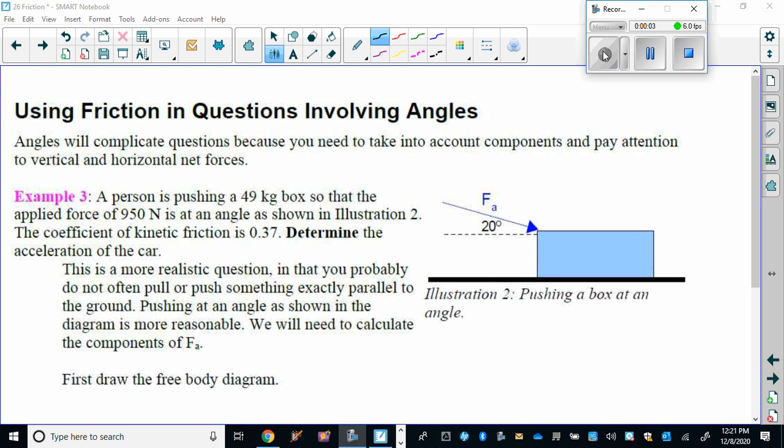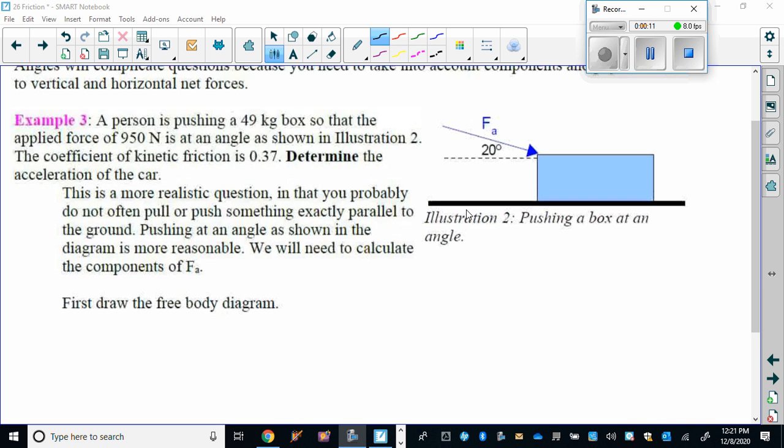Second part of lesson 26, friction problems involving angles. Okay, so I've demonstrated this a little in class, and we're pushing a box, and we're pushing it at an angle with an applied force of 950 newtons. So applied force right here, 950 newtons.